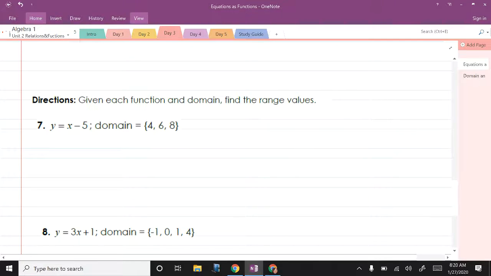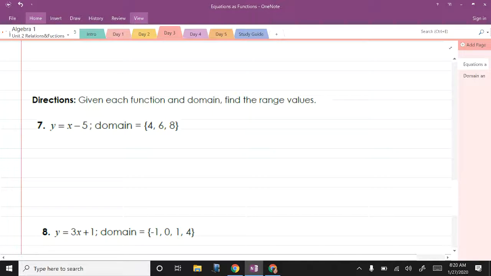So it says, given the function and the domain, find the range values. What is a range? Y values. How do we get a range if we know a domain? We plug the x values into the equation, right? And that'll give us our y's. Okay. So this one's easy.